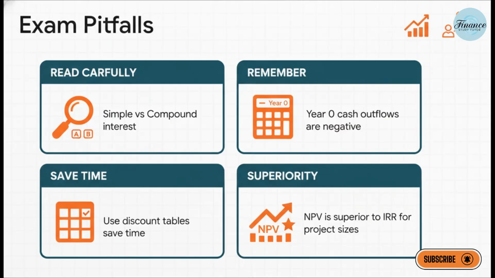Now, before you go, we need to guard against the most common pitfalls students face in the BA1 exam. First up, always read the question twice to see if it's asking for simple or compound interest, because they yield very different answers. Second, when you're setting up your NPV tables, please never forget that year zero initial investments are cash outflows. Make sure you punch them in as negative numbers in your calculator. Third, save your precious time by using the provided discount tables instead of the manual formula. And finally, if a theory question asks you to choose between NPV and IRR, remember that NPV is always the mathematically superior tool because it focuses on absolute wealth.